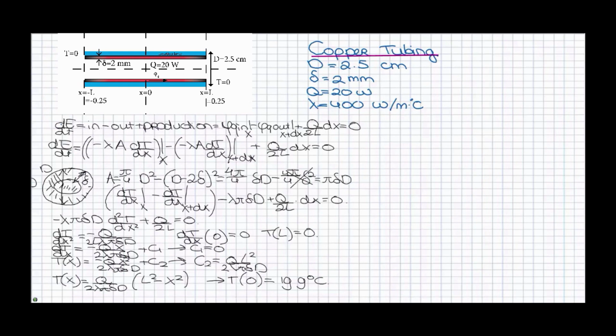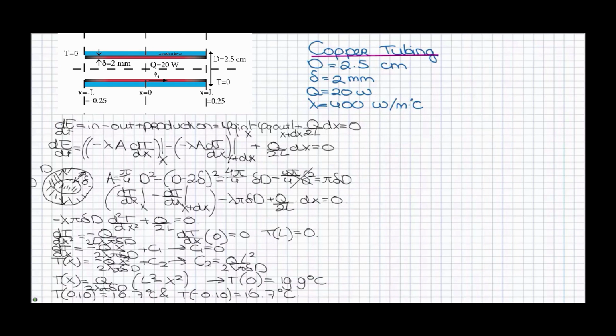The sixth question asks you to calculate the temperature at a specific point, namely at x is 0.10 meters. And then you will find a temperature of 16.7 degrees Celsius. And if you do the same for x is minus 0.10 meters, you will also find a temperature of 16.7 degrees Celsius, because of course the tube is symmetric.